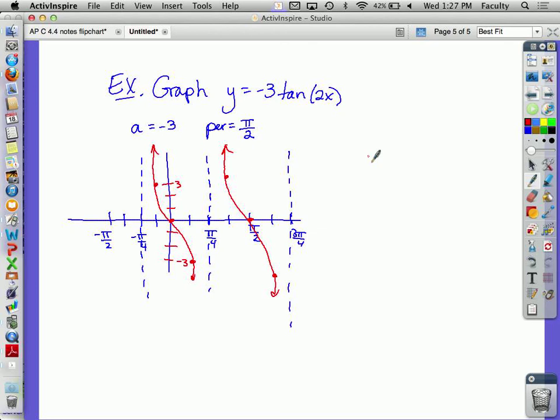Alright, then the vertical asymptote on this one is just like the last one, pi over 4 plus pi over 2n, where n is an integer. Okay, any questions on that? Alright, so that's tangent, and we did tangent last year.